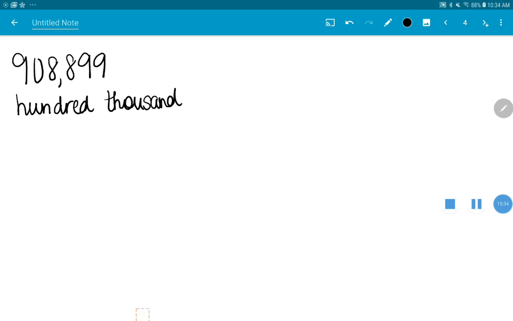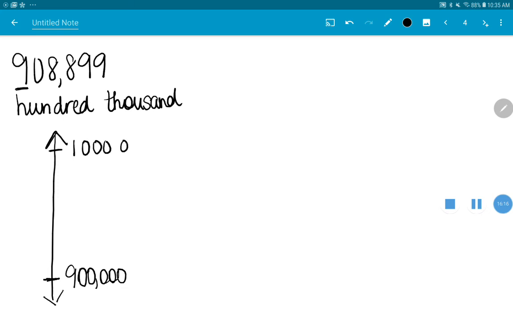What digit do we have in our 100,000s place value? 9. So we have 900,000s. Is there anything larger? Any larger units, like 1 million? Is there any in our number? No. So how many 100,000s do we have? 900,000s. So your low point is going to be 900,000. What's 100,000 more than 900,000? Owen? 1 million. 10 100,000s is the same as 1 million.